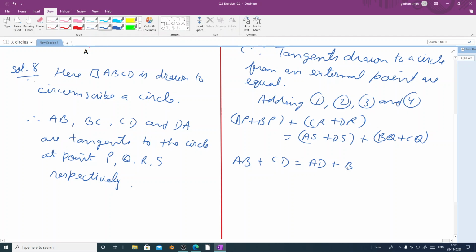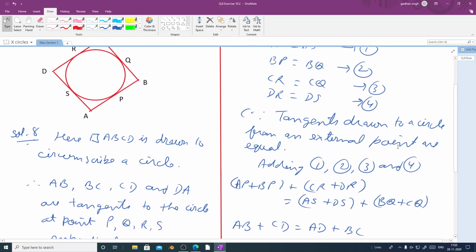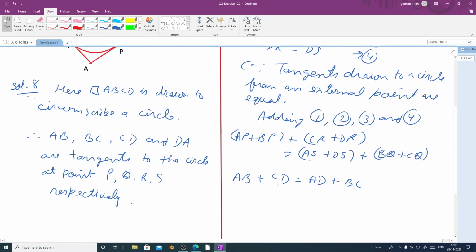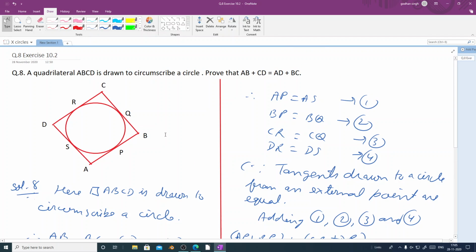So this is what we need to prove. We have to prove that AB plus CD is equal to AD plus BC. That means whenever a quadrilateral ABCD is drawn to circumscribe a circle, the sum of the opposite sides of the quadrilateral is equal. The opposite side of AD is BC, so AD plus BC will be equal to the sum of the other opposite sides, that is AB plus DC. So this is what we are getting.